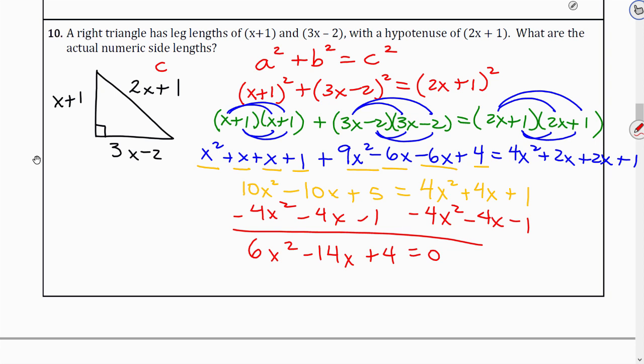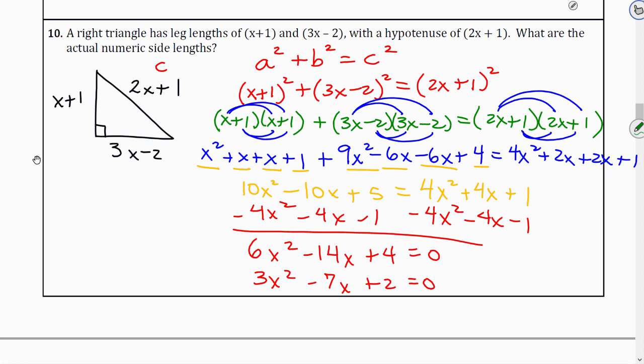Now, because I'm solving an equation, I can divide every term by 2 to make it a little easier for me. If I do that, I get 3x squared minus 7x plus 2 equals 0. And I want to factor this, but this leading coefficient is not 1. So I have to use the full A&M method with the skeleton.